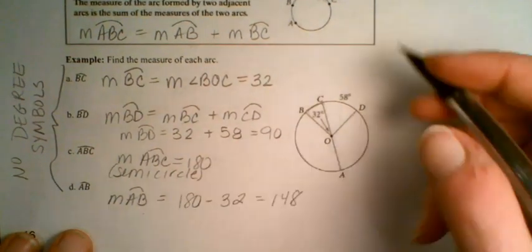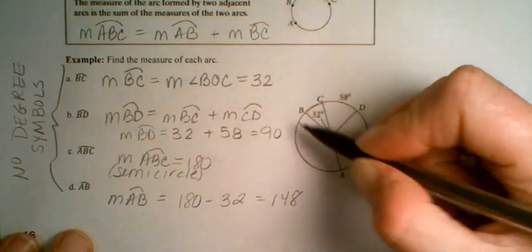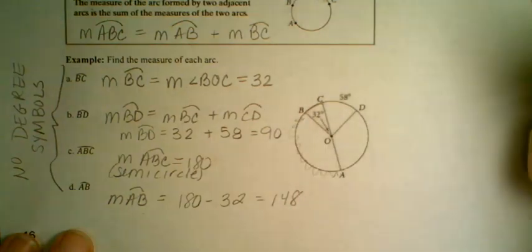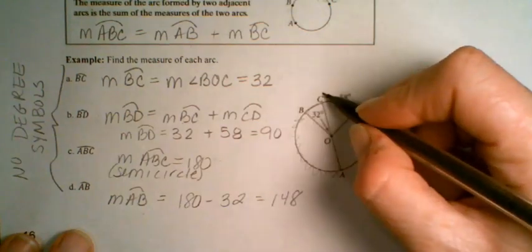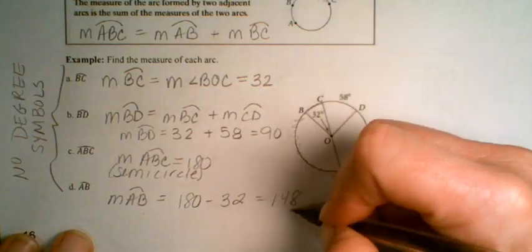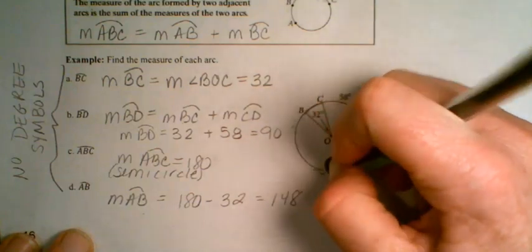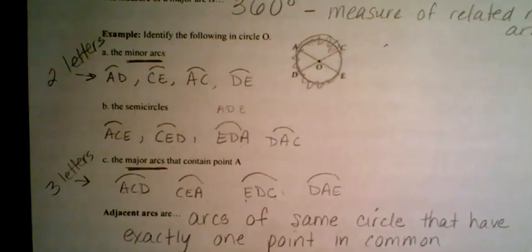Last but not least, it's asking us for the minor arc AB. To get this angle here, we know A to C is a straight line, or 180 degrees. We can subtract out the 32 degrees and we'd get 148. So the measure of arc AB is 148. Okay, that completes part 1 of lesson 10.6.